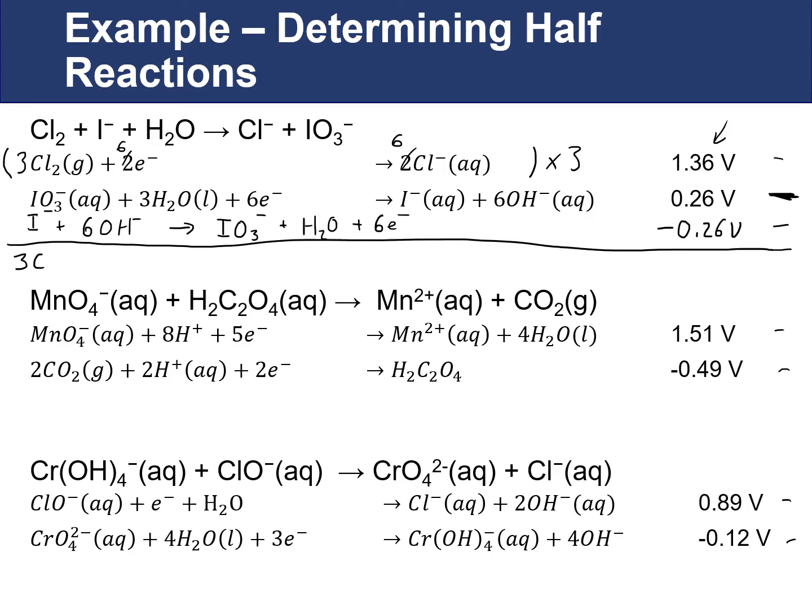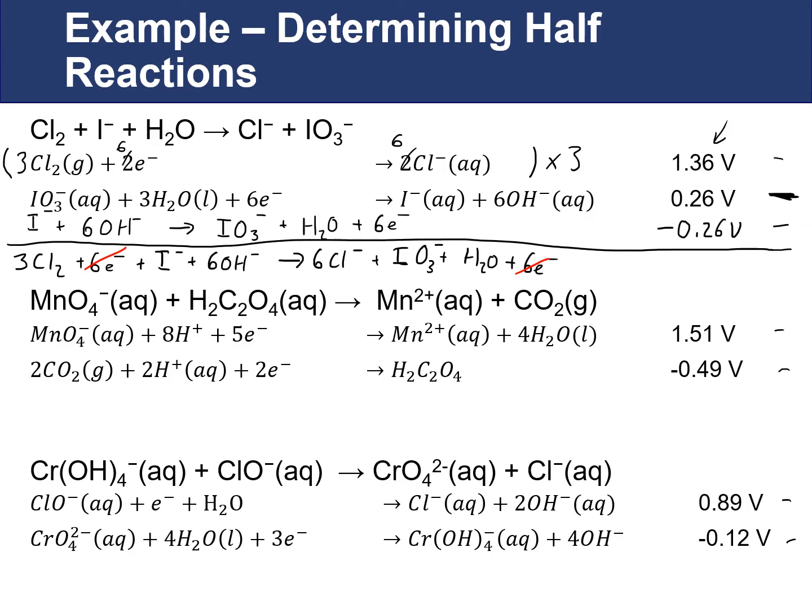So that would be 3Cl2 as a gas plus 6 electrons plus I- plus 6OH- goes to give 6Cl- plus IO3- plus H2O plus 6 electrons. Our 6 electrons cancel out, and we get the same reaction as if we had done this particular reaction, balancing out the half reactions under basic conditions.